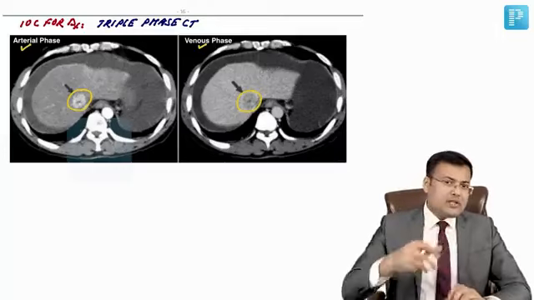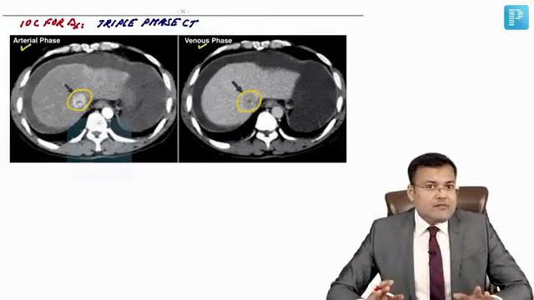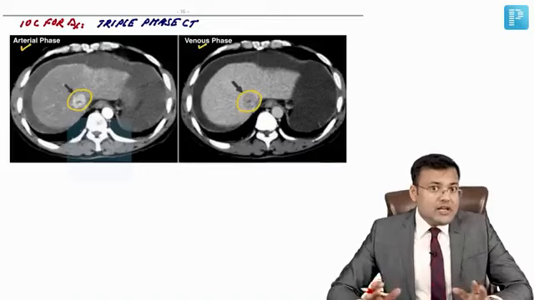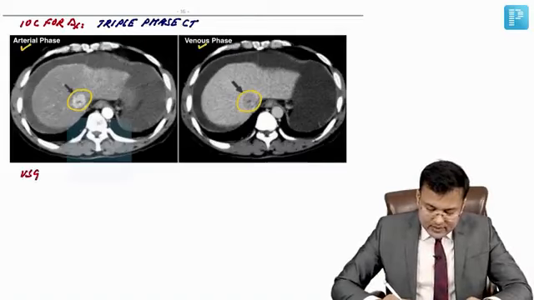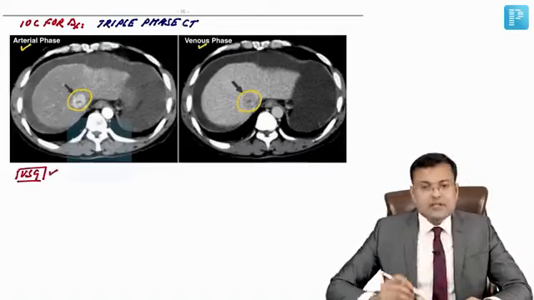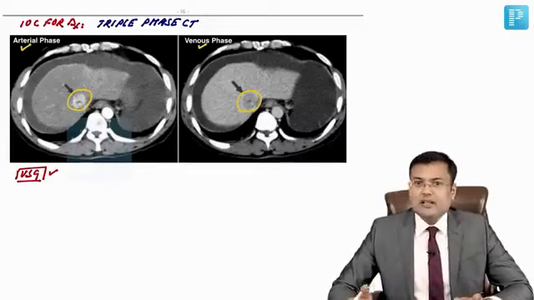Another important question. In a high-risk population, what is the investigation of choice for screening? The investigation of choice for screening of a high-risk population for HCC is ultrasound.